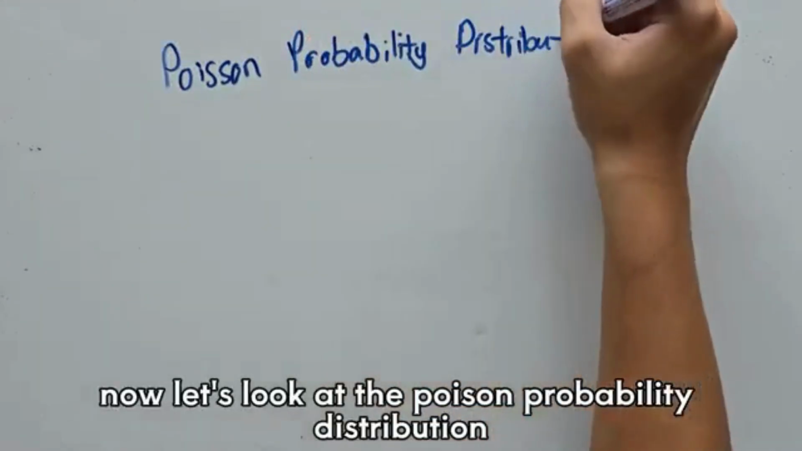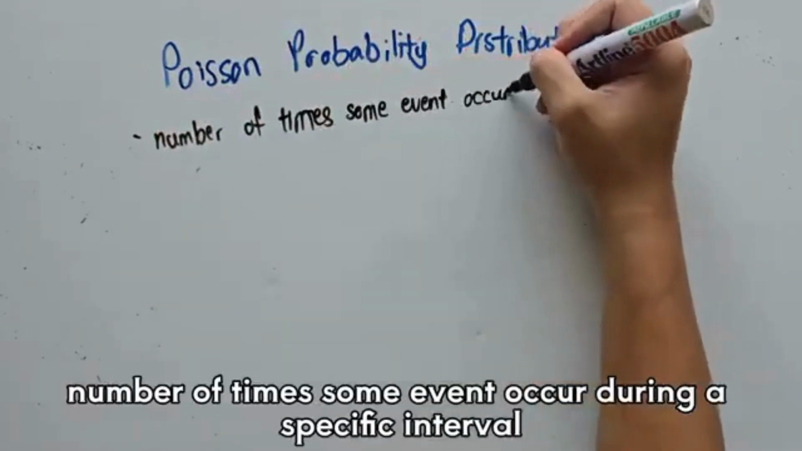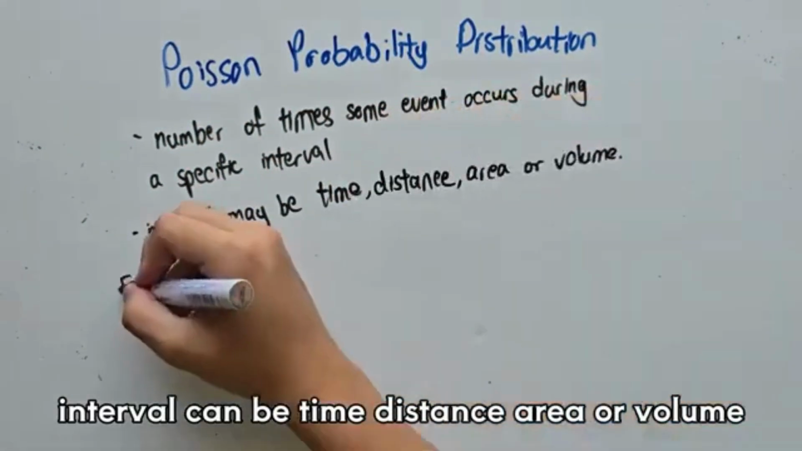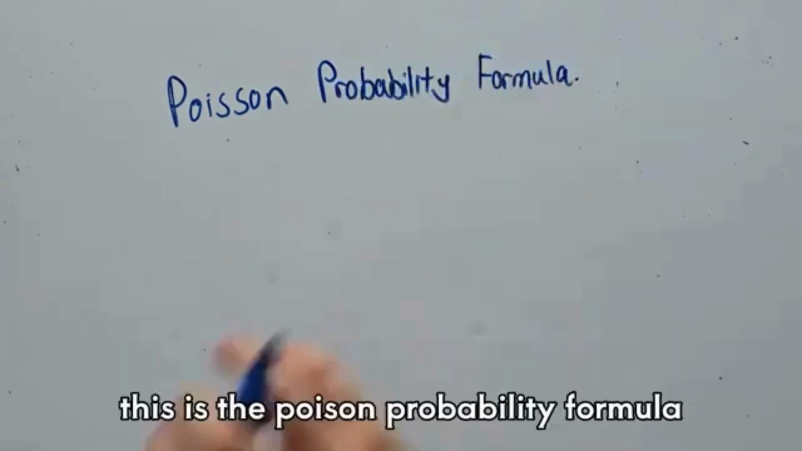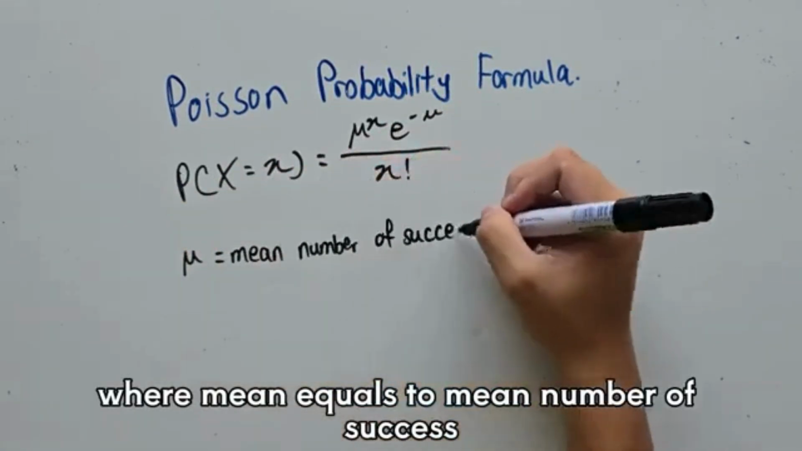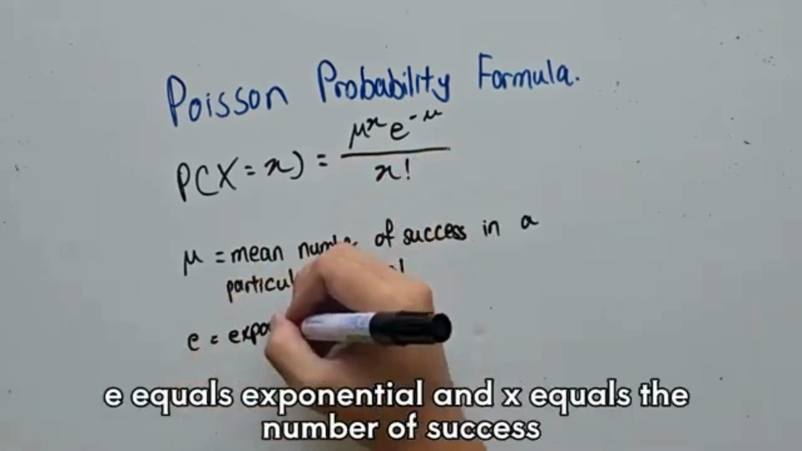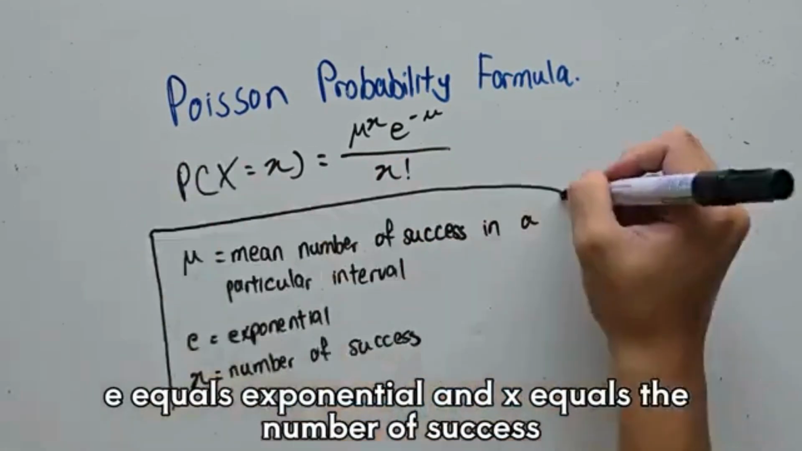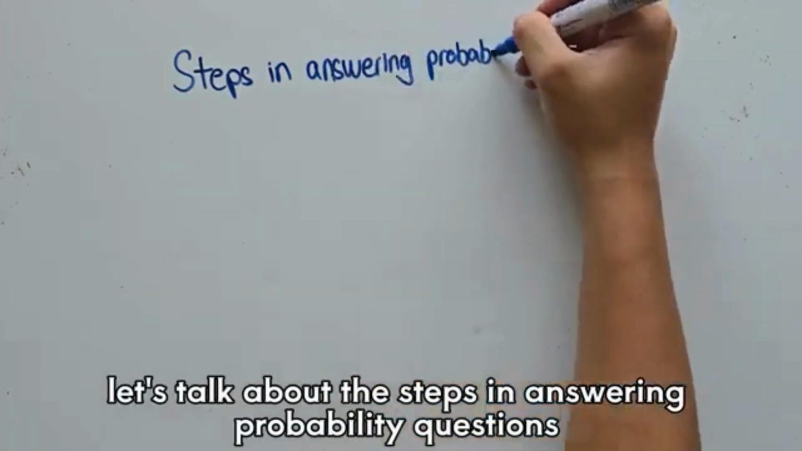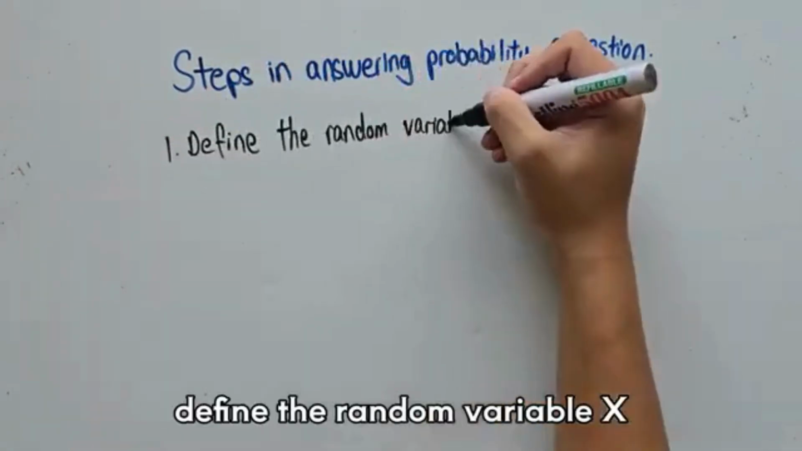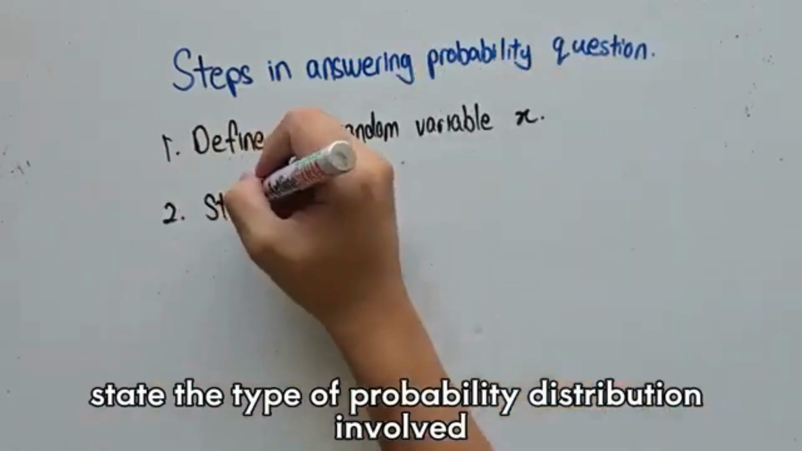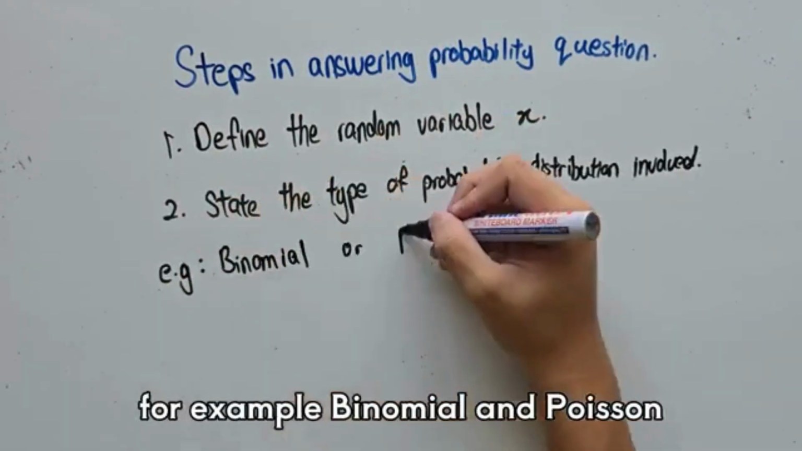Now let's look at Poisson probability distribution. It is the number of times some event occurs during a specific interval. Interval can be time, distance, area, or volume. This is the Poisson probability formula. The formula is given below, where mu equals the mean number of successes in a particular interval, e equals exponential, and X equals the number of successes. Now let's talk about the steps in answering probability questions. Step 1. Define the random variable X. Step 2. State the type of probability distribution involved, for example, binomial and Poisson.